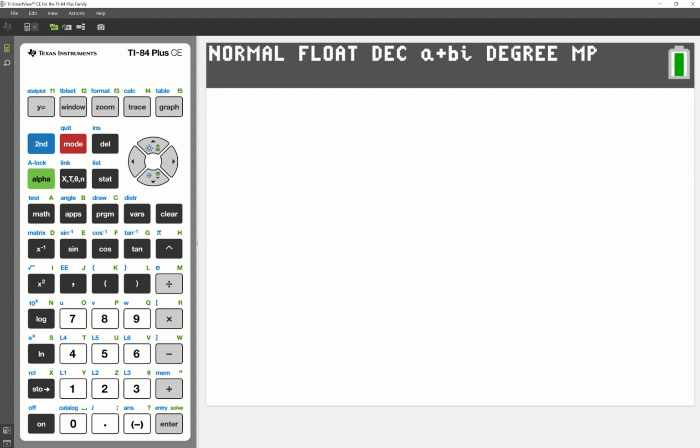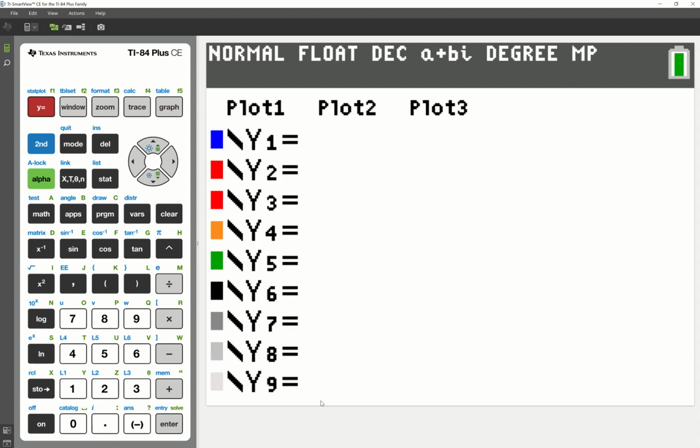So we'll run through the process here, right? To graph something in the calculator, we're just going to go into the top left-hand corner of the keypad where the Y= button is. We're going to press that, and then this is how we graph any function.